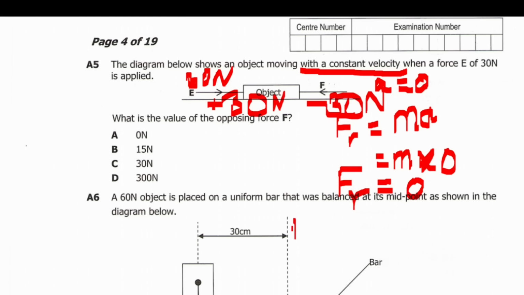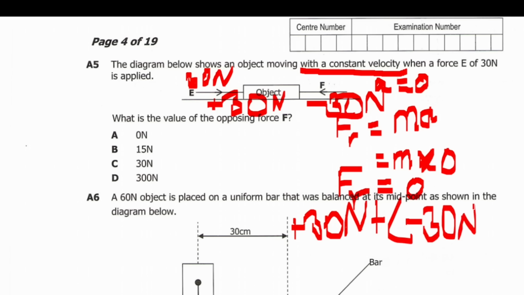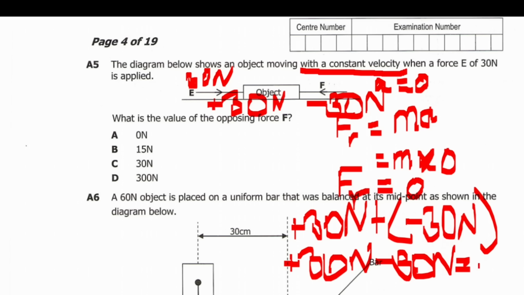So if you get positive 30 Newton and you add the minus 30 Newton, you get plus 30 Newton minus 30 Newton, which will give you 0, because positive times negative gives negative when you open the brackets. So 30 minus 30 is 0. For the force to be 0, this opposing force is also 30. So our answer is C.